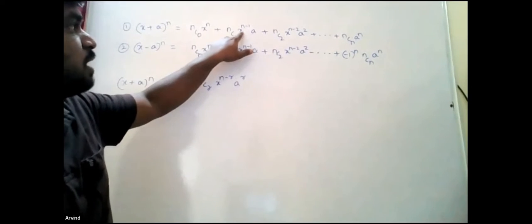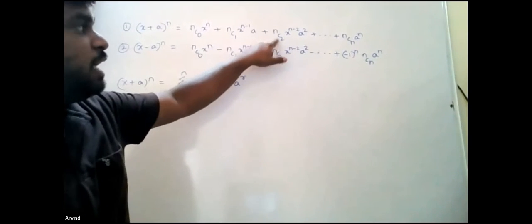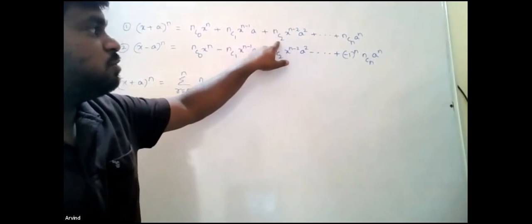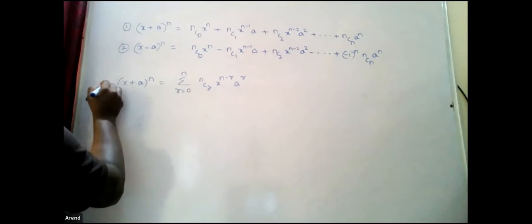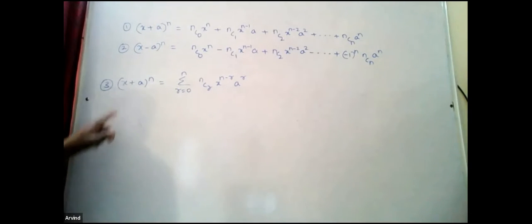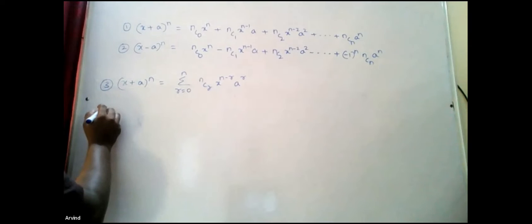nC1: see, x has the power n minus 1, and whatever is here goes as the power of a. nC2 x to the power n minus 2 a square. It will be like that. Okay, you can also remember it in that manner. So x plus a whole to the power n can also be written in the summation form like this. Very important. Suppose it is x minus a, just add minus 1 power.